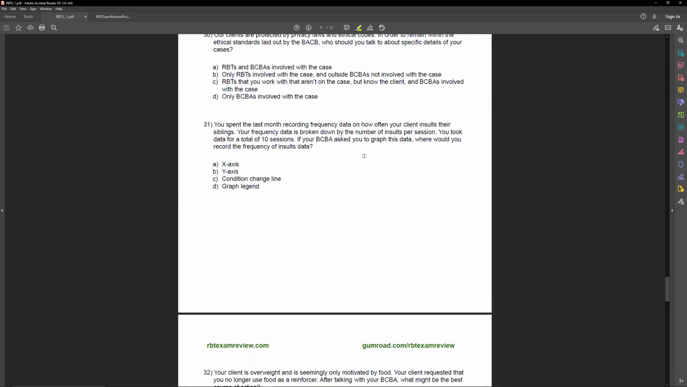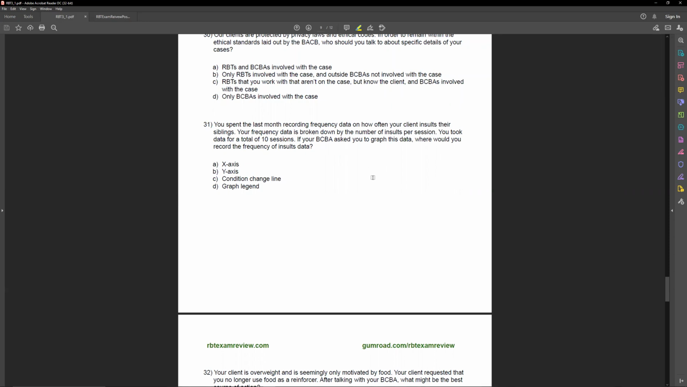Other than that, let's get into question 31. All right, question 31. You spent the last month recording frequency data on how often your client insults their siblings. Your frequency data is broken down by the number of insults per session. You took data for a total of 10 sessions. If your BCBA asked you to graph this data, where would you record the frequency of insults data?